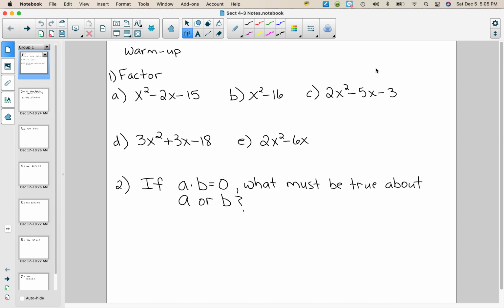If you were in class when I taught this lesson, then you would have done this problem as a warm-up. I'm going to go through the factoring problems very quickly. This is not a lesson on factoring, so if you have questions about factoring, you need to go back and watch a video I made about factoring.